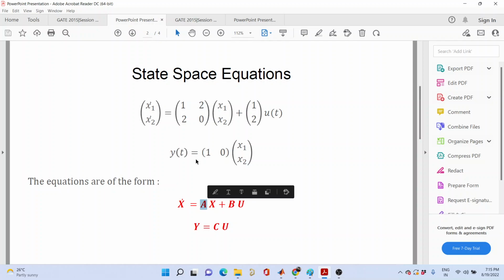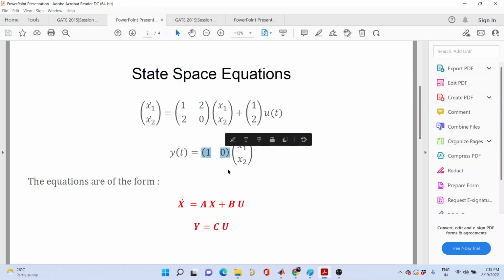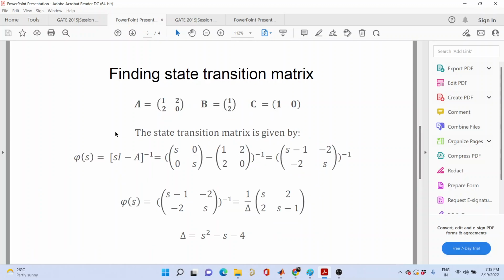So the A matrix over here is this matrix. The B matrix over here is this matrix. And the C matrix over here is this matrix. Now we have to find the state transition matrix. So what is a state transition matrix? This matrix gives you information about how the state of the system is evolving with time.